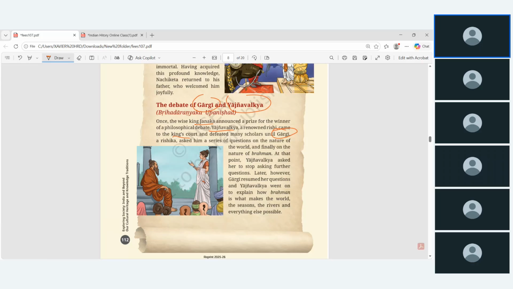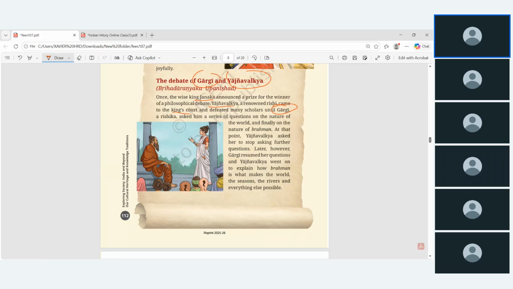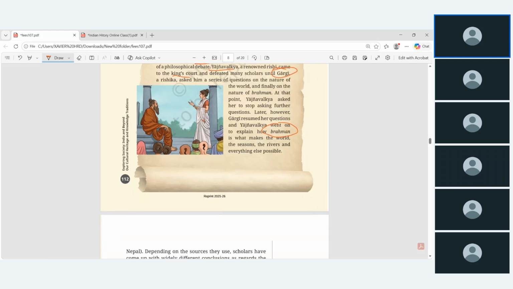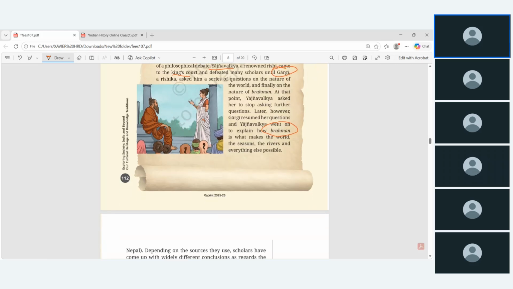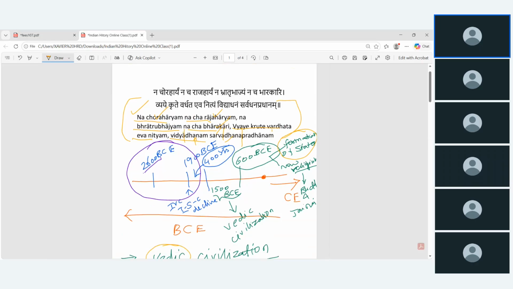Then after receiving these questions from Gargi, he becomes silent, and finally he explains the world with the concept of Brahman. Okay, this is how these stories are giving explanation to the concept of Brahman and Atman. இது ஒரு கதை. Okay, so next part of this chapter talks about two religions, Buddhism and Jainism.